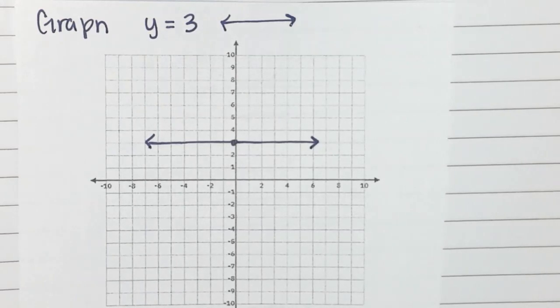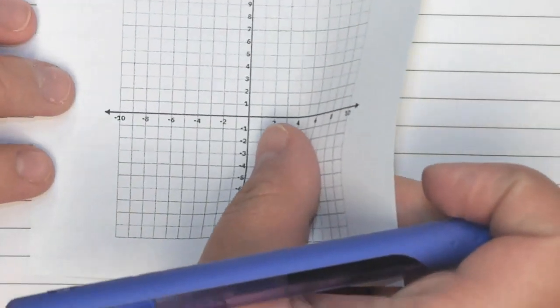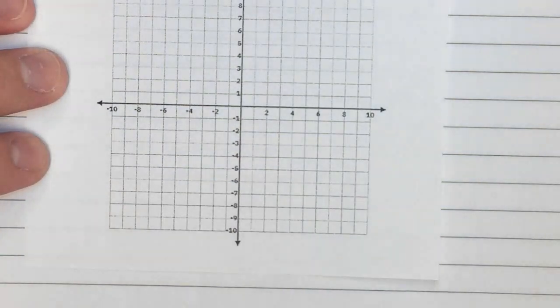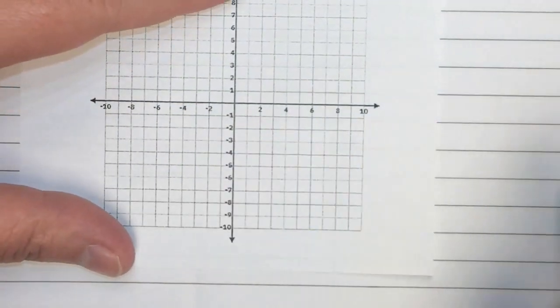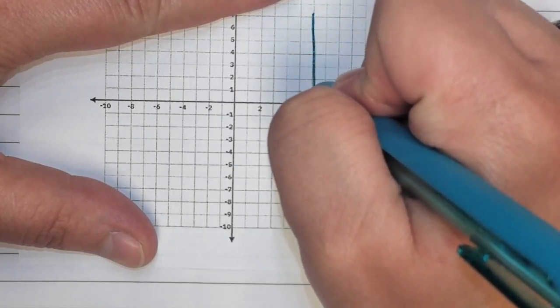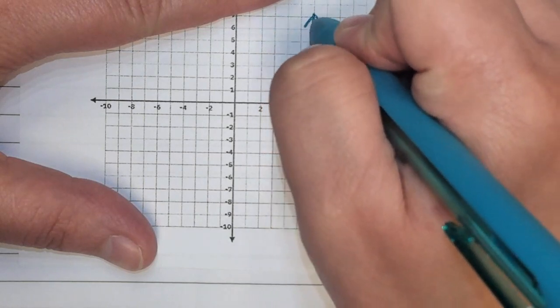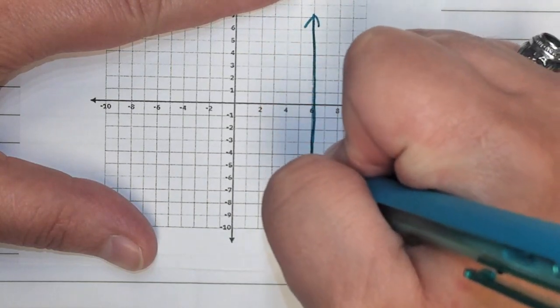Okay. I'm going to do one more with you. The other one is going to be a teacher check. So this time I'm going to have you go backwards. This time we're going to start off with the line, just like on the notes.